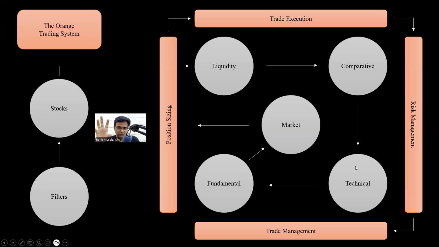Okay, this system is designed to eliminate 99.9% of all the stocks in the Indian stock market, which means this system is designed to select 0.1% of all the stocks in the Indian stock market. So in India, let's say there are 5,000 stocks. So 0.1% of 5,000 equals 5.